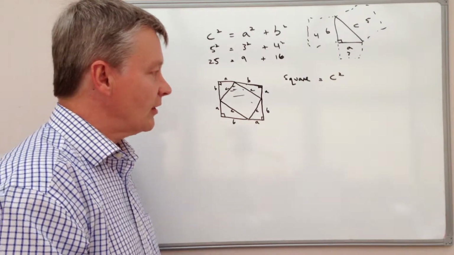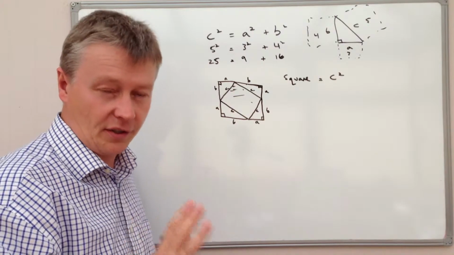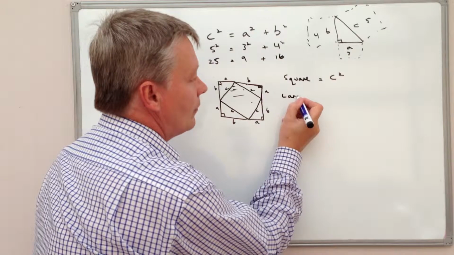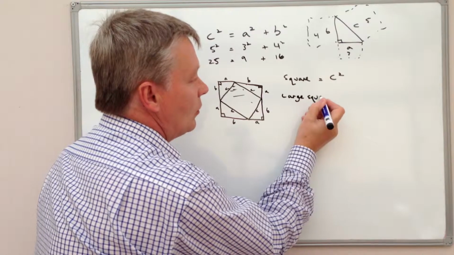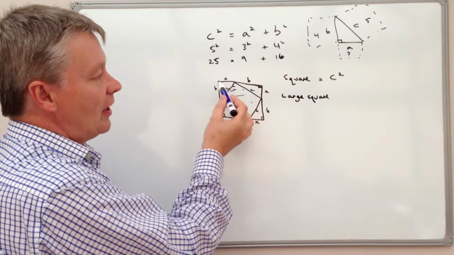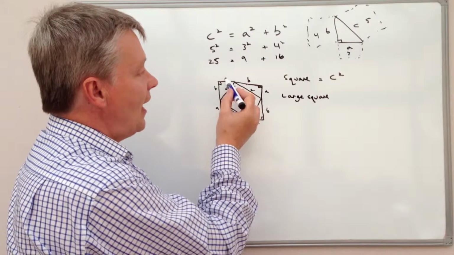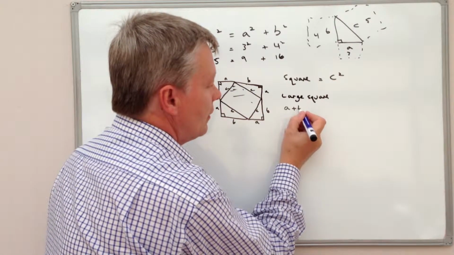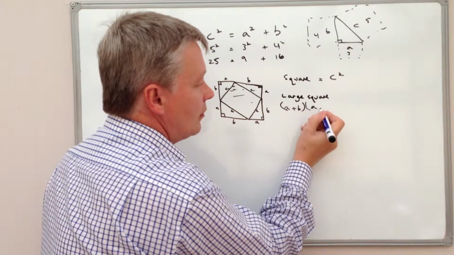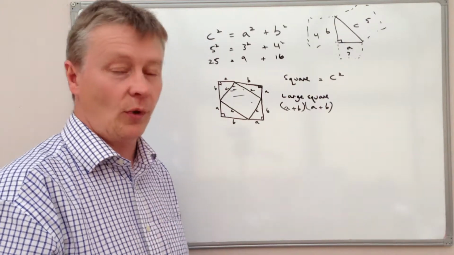Okay, so let's look now at the area of the outside square, so the larger square. So the large square equals two of these sides, or this side multiplied by this side. So what we've got is a plus b multiplied by a plus b. And that's actually the area of the larger square.